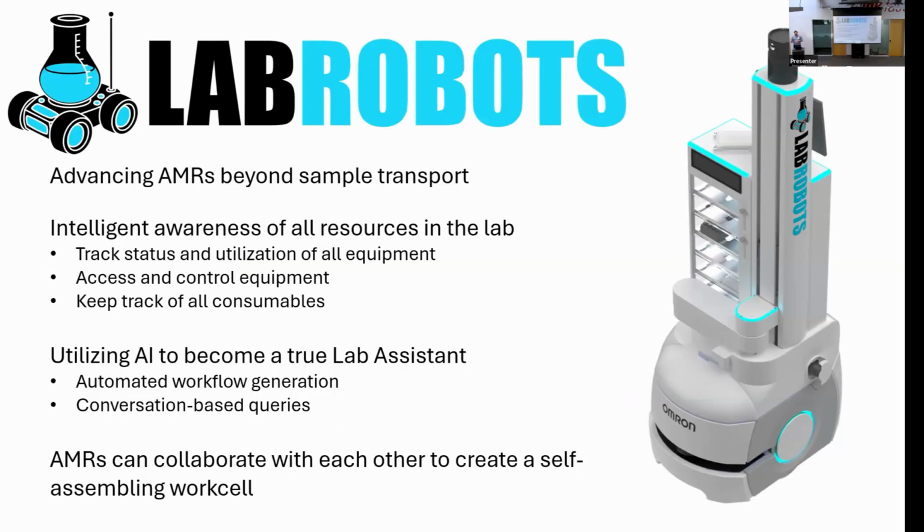Lab robots are advancing those AMRs beyond sample transport. There's a lot of requirements, as discussed, to really take it beyond just moving samples from A to B. It requires an intelligent awareness of all resources in the lab. So it's tracking the utilization and status of all instruments, all equipment within that lab. It needs to be able to access and control that equipment and keep track of all consumables, not just the sample plates that are being operated on the equipment, but also tip boxes or reagents, whatever, to make sure that it can perform the workflow just as a technician can do.